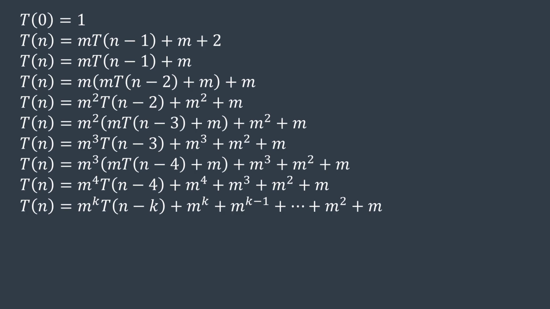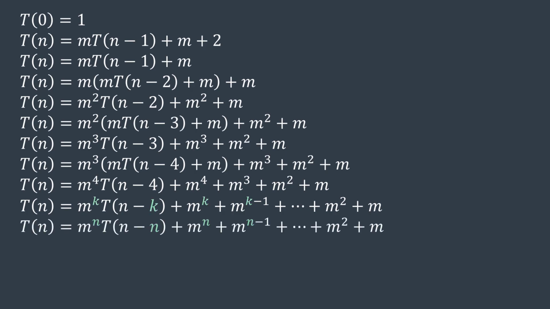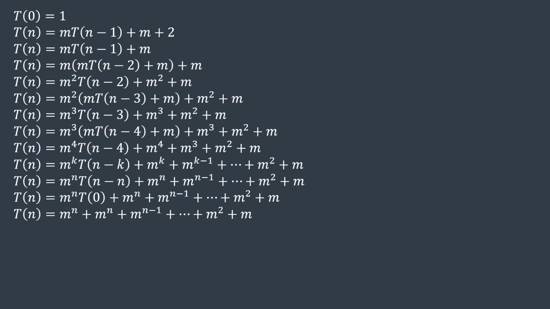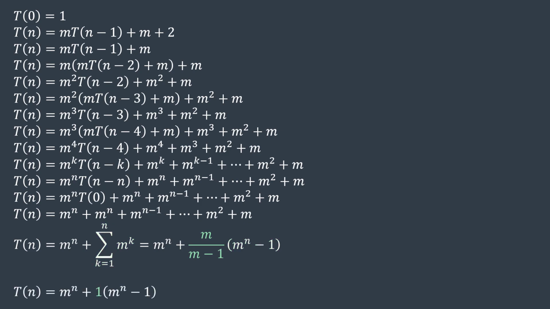The base case is T of 0, so we search for the value of k such that n minus k becomes 0. Here it's n, so we replace k by n, T of n minus n is T of 0, and T of 0 is 1. Here we have the sum of powers of m power k, where k goes from 1 to n. It's equal to m divided by m minus 1 times m power n minus 1. M divided by m minus 1 is close to 1 for large values of m, so we can just put 1. We got m power n minus 1. T of n is equal to m power n plus m power n minus 1, which is 2 times m power n minus 1. We take the greatest term, we remove the constant, and we get a time complexity of O of m power n.